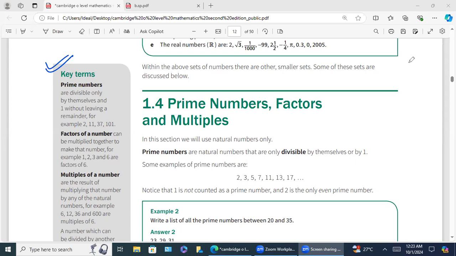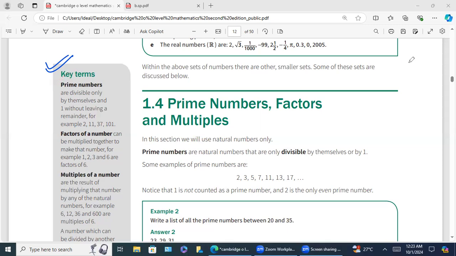So dear students, today my topics are prime numbers, factors and multiples, and my motto is to differentiate between multiples and factors. First of all, I want to discuss the key terms of these topics. Number one, prime numbers. What is a prime number?